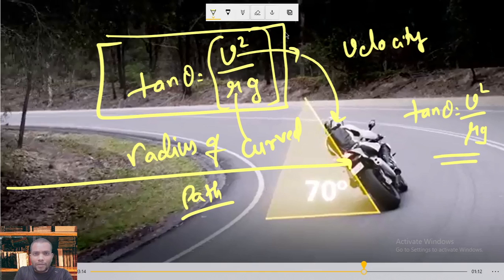Now what about a car? Is it necessary for a car to bend like that? No, for a car it is not possible. So we will learn how this changes for a four-wheeler.